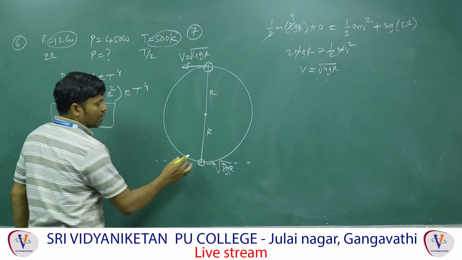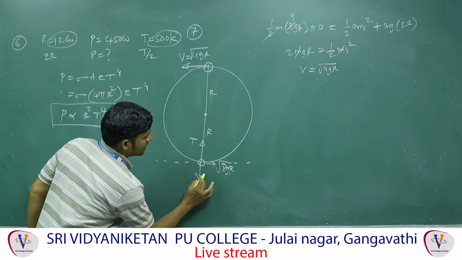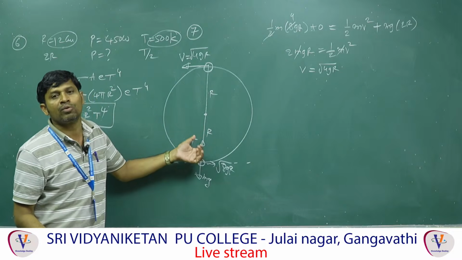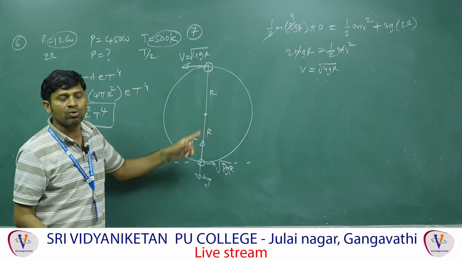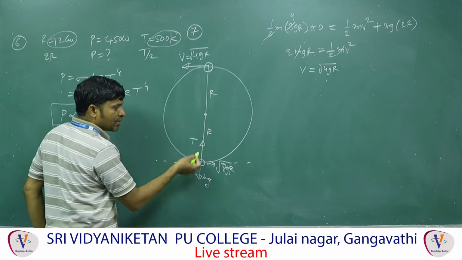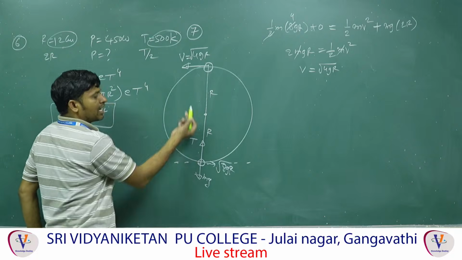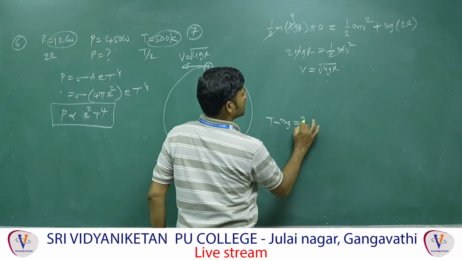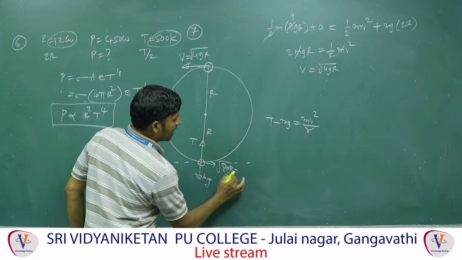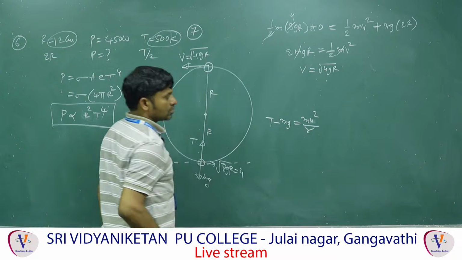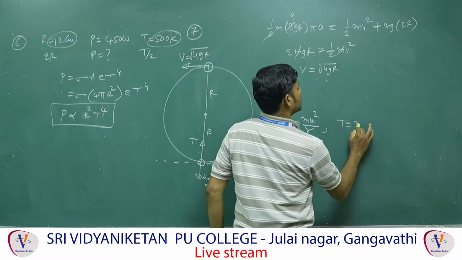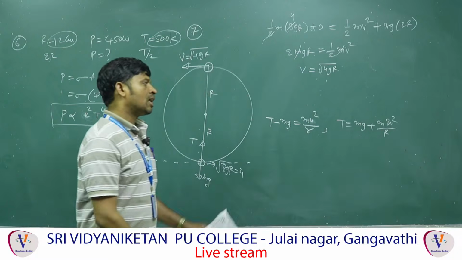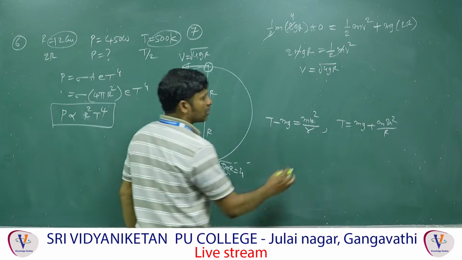Now it is asking the tension. Here this is the tension, and this is the body weight mg. In a circular path, the net force acting towards the center is the centripetal force. T upward, mg downward, so T minus mg is equal to mv square by r. Here the velocity is u. So the tension is mg plus m u square by r. That is the tension at the bottom point, T B.